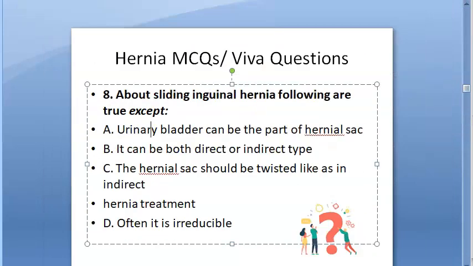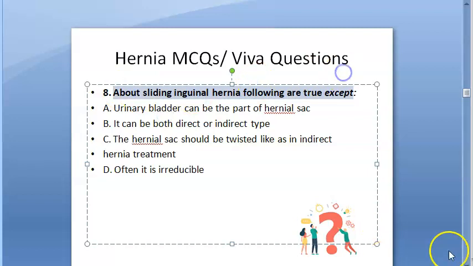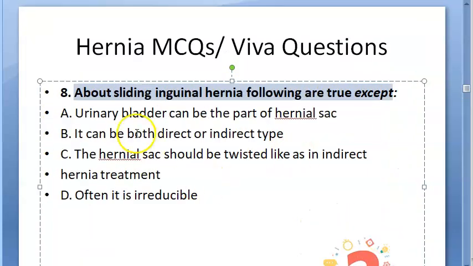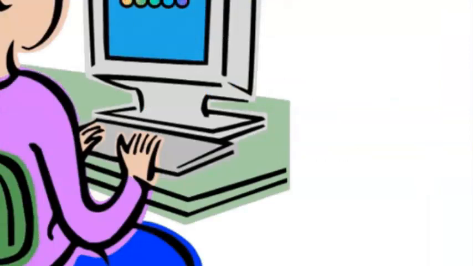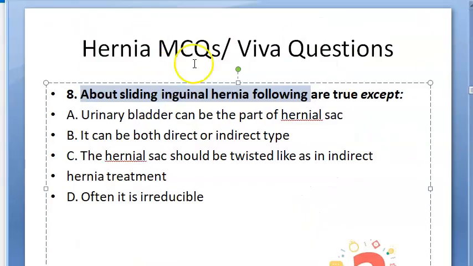The 8th one here. How's it going, people? About sliding inguinal hernia, following are true except. We'll give you a break for every 5 MCQs. So just focus here. Why is this photo so huge? Basically we are looking at the 8th one. About sliding inguinal hernia, following are true except. See, already you read about sliding inguinal hernia, so you should be able to answer this. Take a break and see if you can answer it.